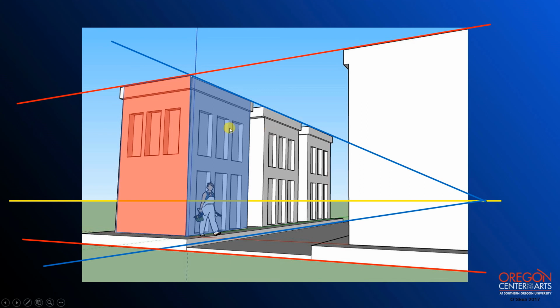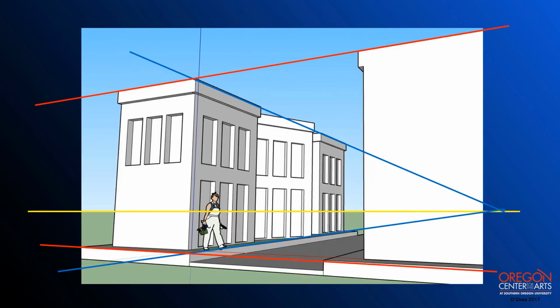planes. Anything that's in this plane, like all of these windows, all of these little cornice pieces here, all the sidewalk, all these things are in that blue plane, so they're all sharing the same vanishing point. Everything in the red plane, like this building and like the building across the street, are all sharing that same vanishing point off on the side.